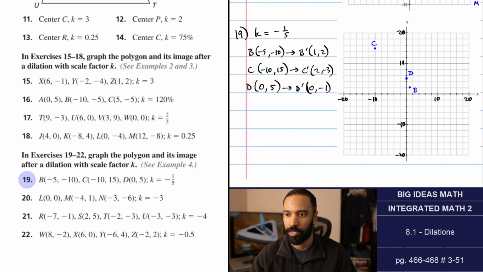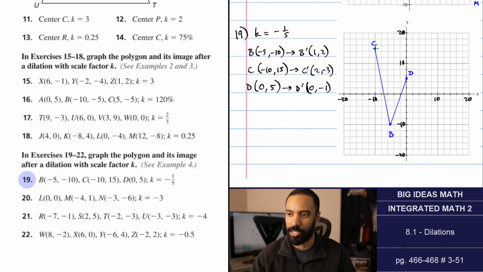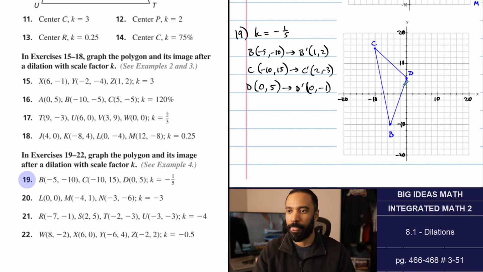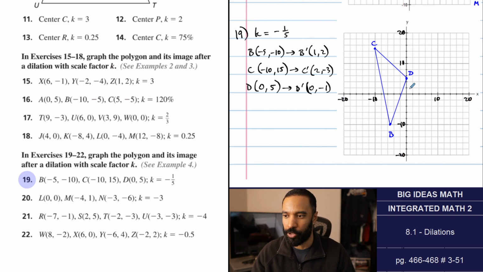Oh boy. Oh, I'm sorry. B isn't at 1, 2. That's B prime. B is at negative 5, negative 10. That makes more sense. Okay. Normally I'd plot these points first and then do the calculations, which makes it easier to not make a mistake. But because I wanted to see my scales of things, ultimately I did do it this way, so whatever. All right, B prime is at 1, 2.